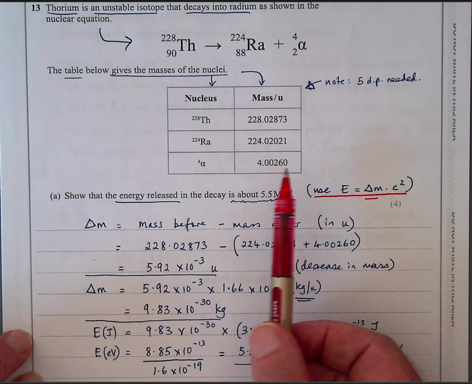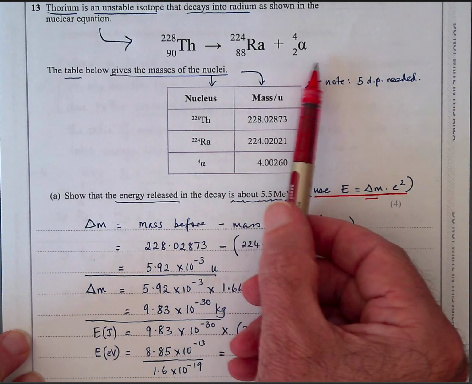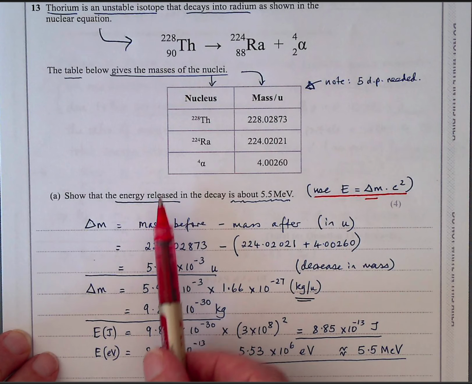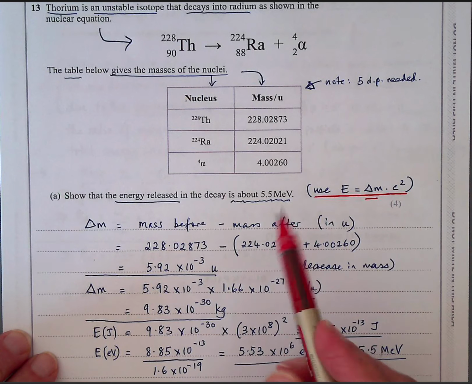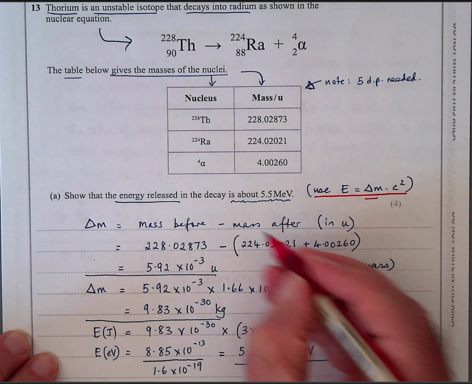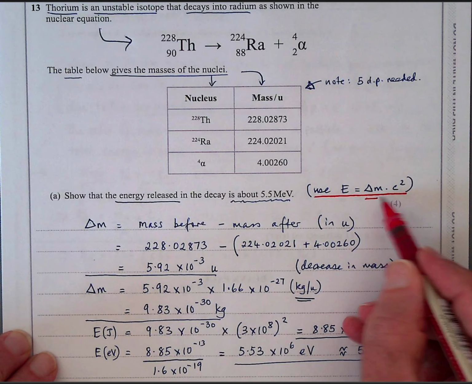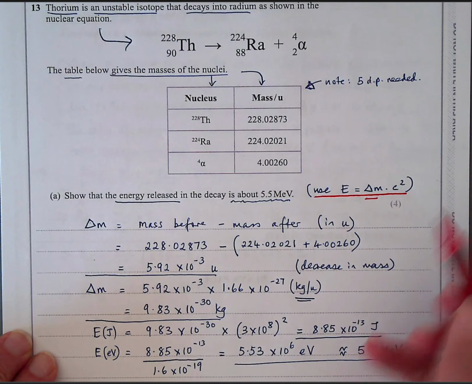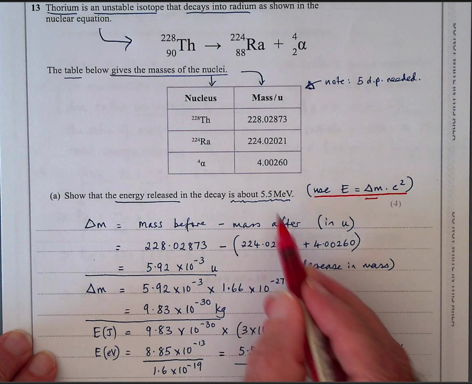4.00260. So when we're doing this, they want you to show that the energy released in this nuclear decay process is about 5.5 mega electron volts. So squiggly line because it's about. Okay, so we want to see that. So we've got to use E equals mass defect, which is delta M, times the speed of light squared. So the mass before minus the mass after in units is what we want to do.